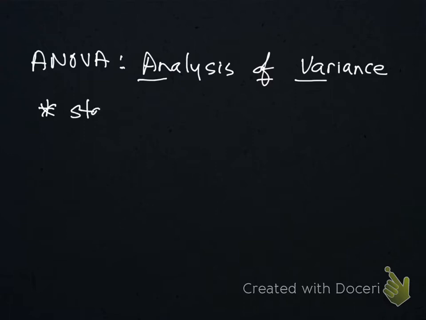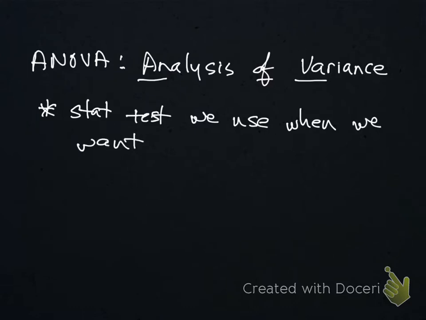ANOVA is going to be a statistical test we use when we want to compare three or more groups. And when we say groups, we're referring to levels of an independent variable. So maybe it'd be treatment, control, and treatment at a higher dose, or maybe it'd be treatment group 1, treatment 2 group, and a control group, or whatever, Canada, US, Mexico, something to that effect.